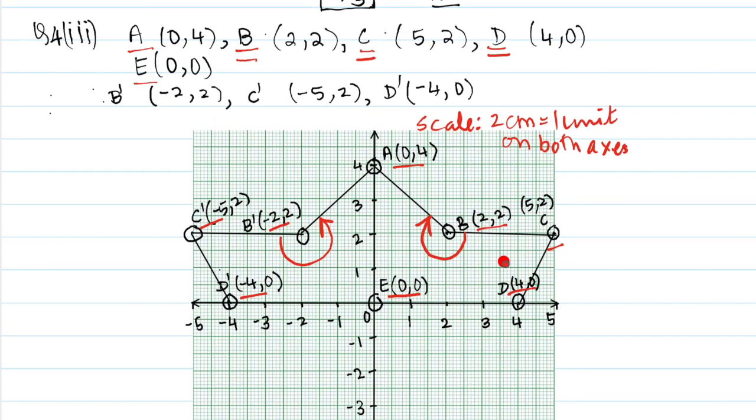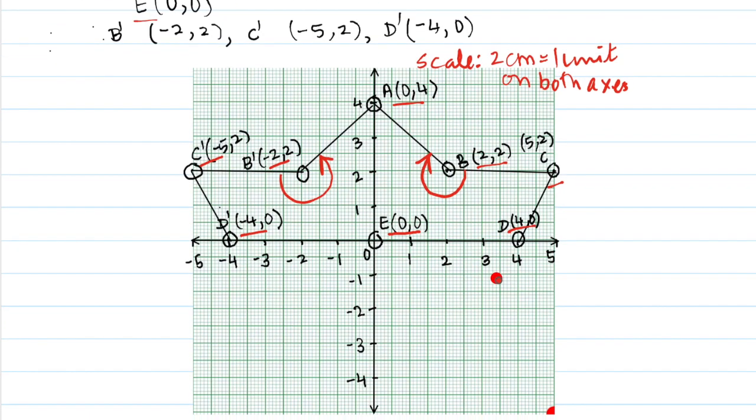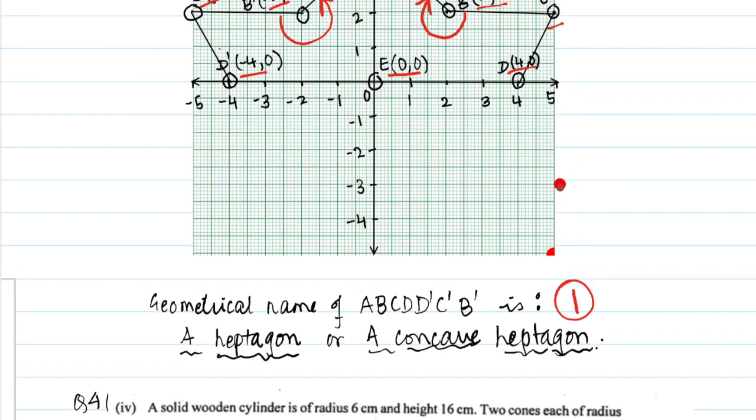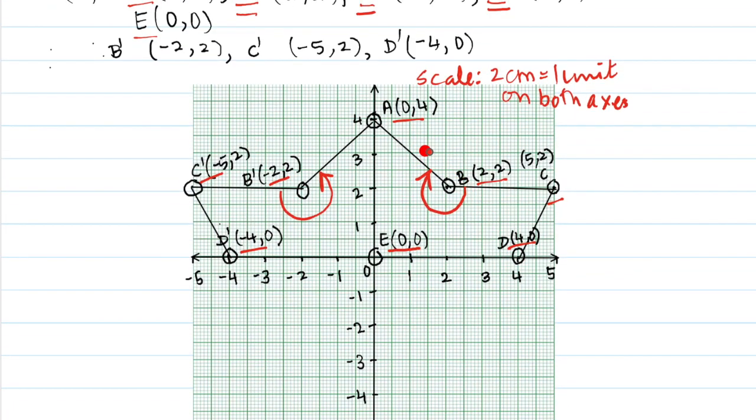Alright, now this one is for 3 marks. So your concave heptagon, that will be your 1 mark. And to draw the points properly and to reflect them properly, joining up, that will give us another mark. Of course, if you don't write the scale, or you do not write the x-axis, y-axis, then 1 mark can go. Alright, so keep that in mind when you are working on a graph question.